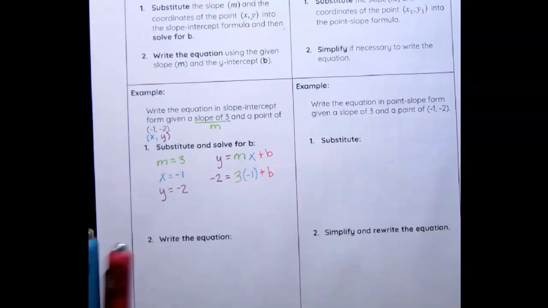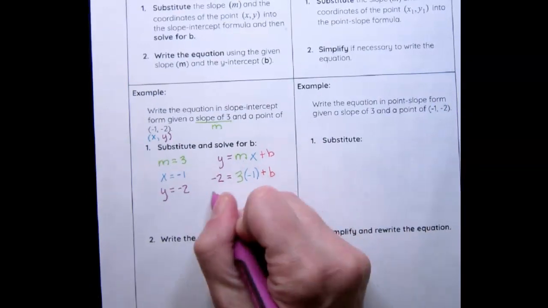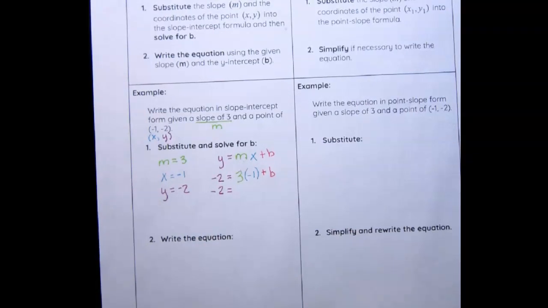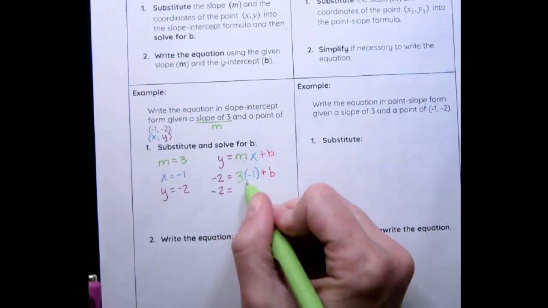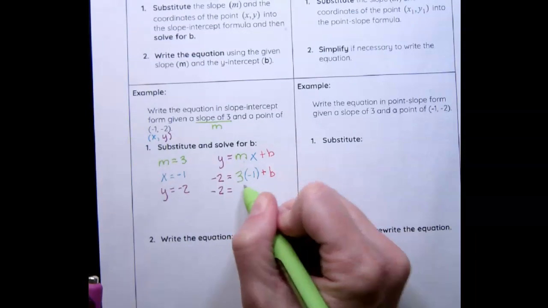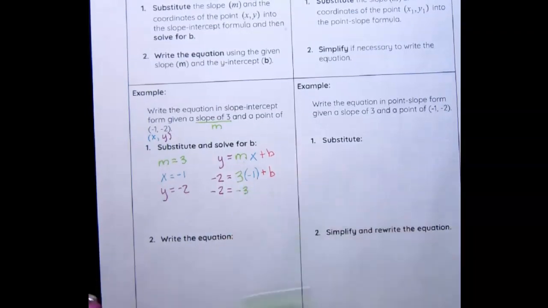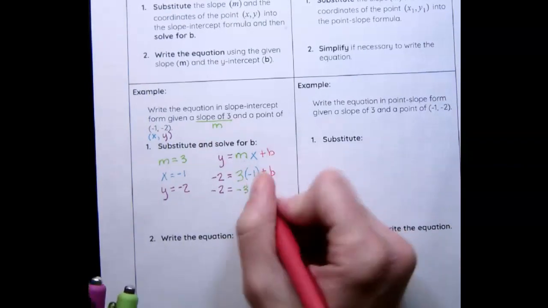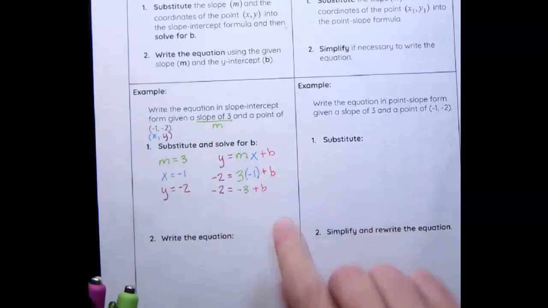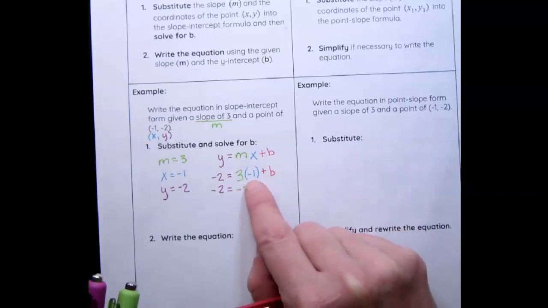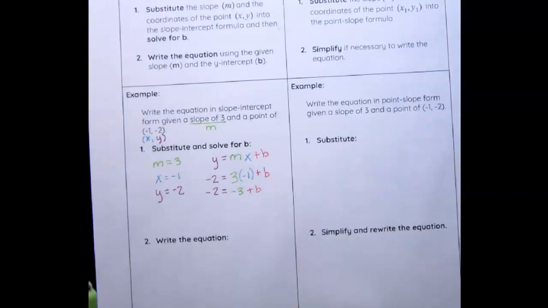All right, so let's simplify here. I can't do anything with that -2 yet, so I'm just going to leave it right there. I can, however, multiply this 3 and -1 to get a -3. And then I bring down this plus b right here. So all I did from here to here is multiply the 3 times -1 and got -3.